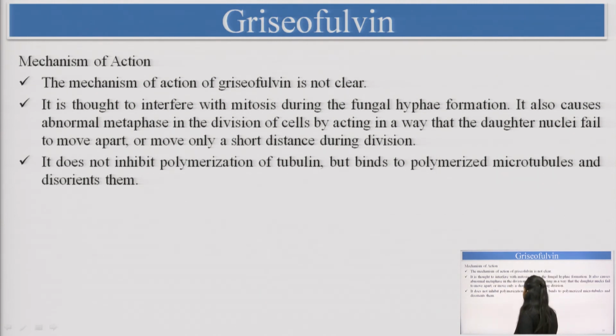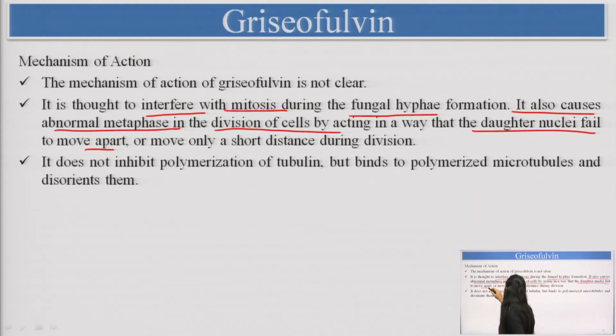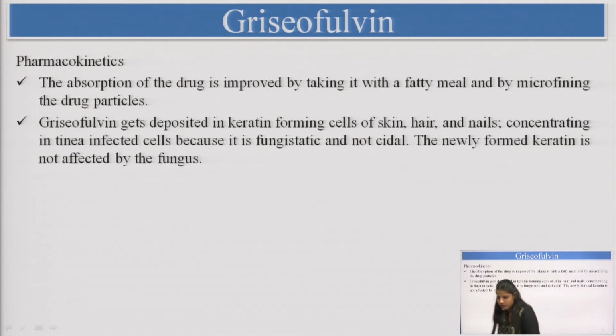Then see what is the mechanism of Griseofulvin. It is not clear, but some literature shows that they are interfering with mitosis. In this procedure, when they are interfering with mitosis, they are forming the fungal hyphae, the filamentous structures. It also causes abnormal metaphase in the division of the cells by acting in such a way that the daughter nuclei fail to move apart or the cell will not form. So, the fungi will not grow further. This is the mechanism of Griseofulvin.